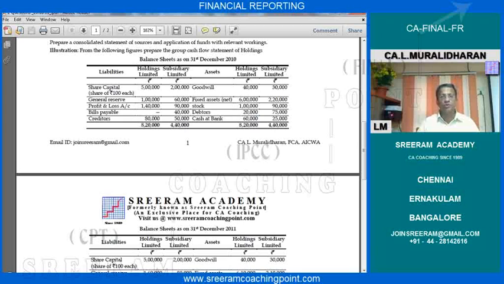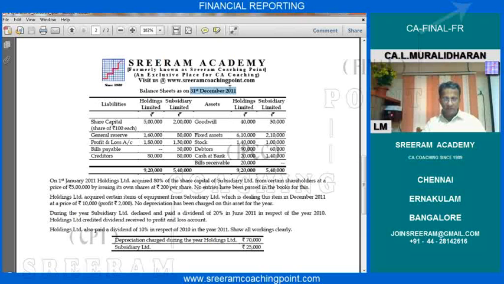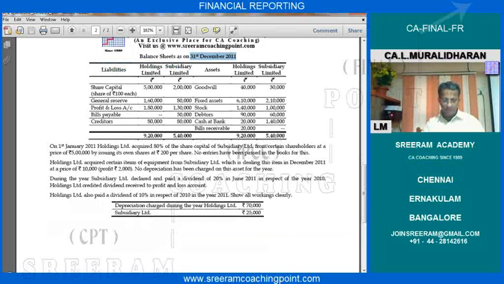Now we will take up question number 2. Question number 2 is a typical problem on consolidated financial statement as well as cash flow statement. From the following figures, prepare the group cash flow statement of the holding company. They have given you, as on 31st of December 2010, the balance sheet of both the holding and subsidiary company, and once again by 31st of December they just provided the information.